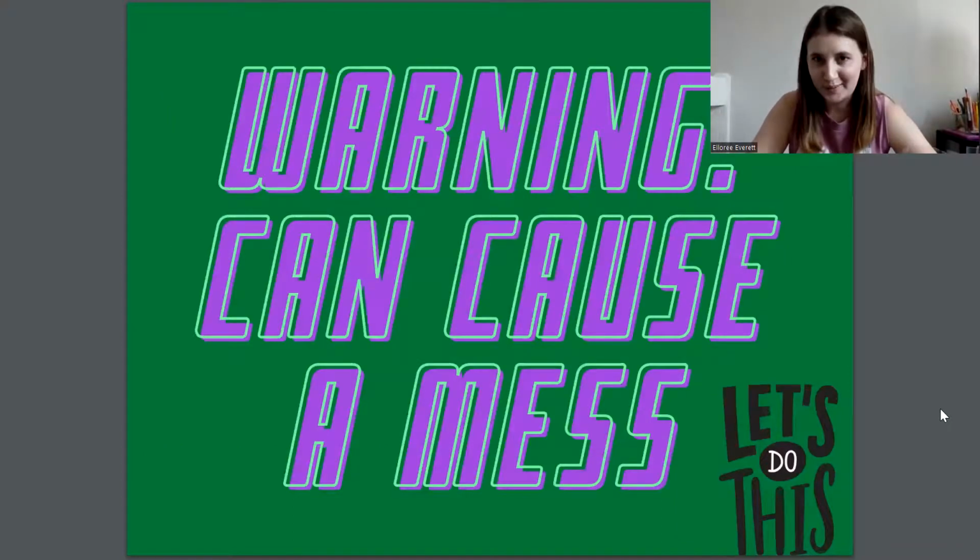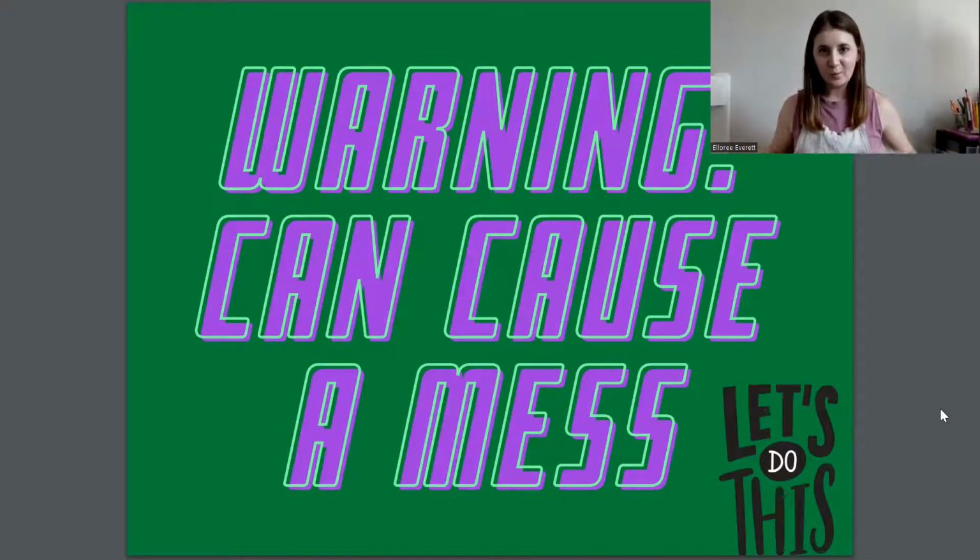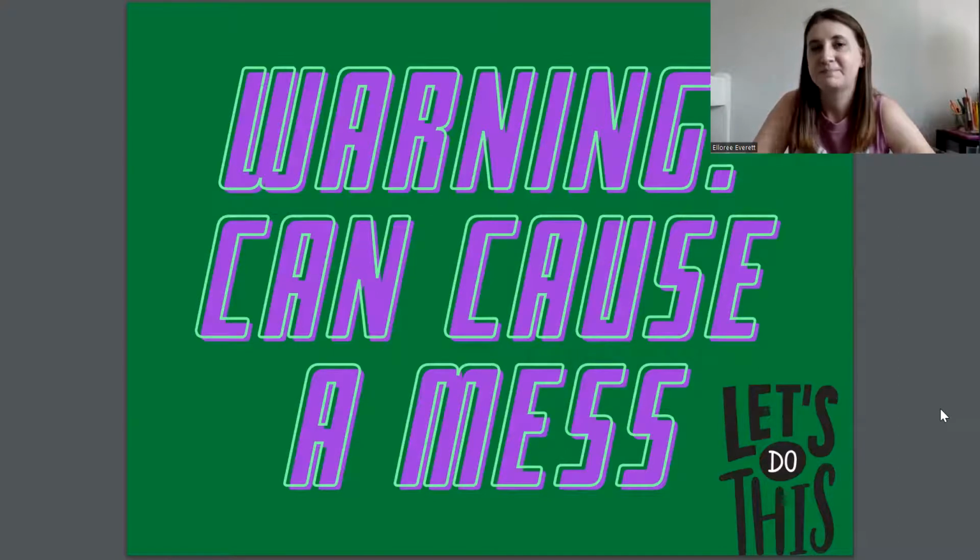Warning, this will cause a mess. But that's fun, right? That's the whole point. But it will cause a mess, so make sure you're performing this somewhere where you're okay causing a mess. I put towels down. If you have a smaller beaker, then it will likely cause a bigger mess. It just really depends on the size of your cup. But be prepared for a little bit of a mess. Okay, let's do this.